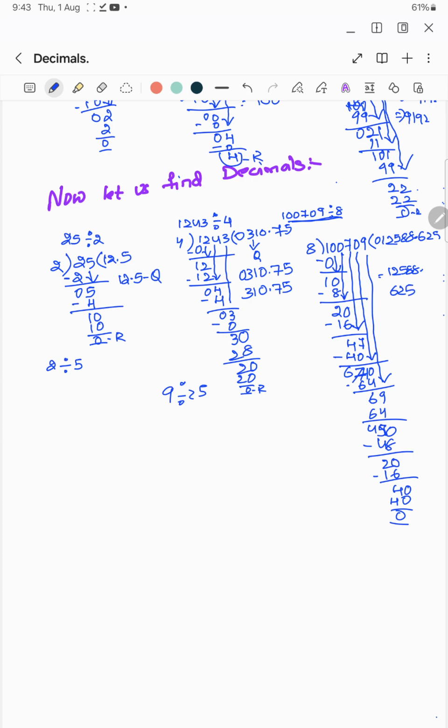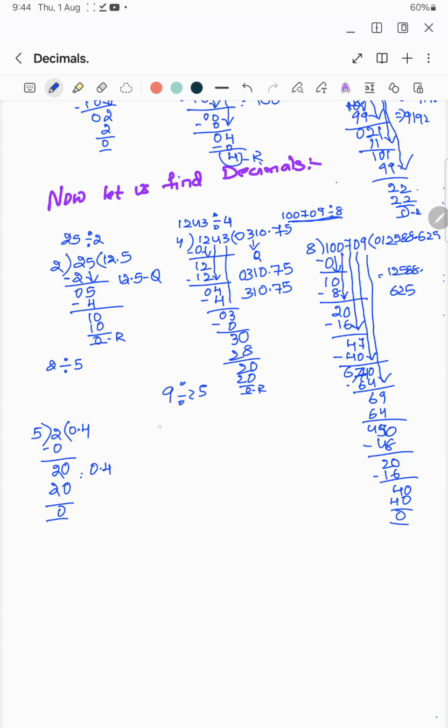Now let us do 2 by 5. 2 by 5 means 5 is the divisor and 2 is the dividend. There is only one digit. Check for the first digit. So 5 into 0 is 0. 2 minus 0 is 2. Now we add a dot here, I mean the decimal part, and add a 0 here. So 5 4s are 20. This will be 0. So 0.4 is the answer.